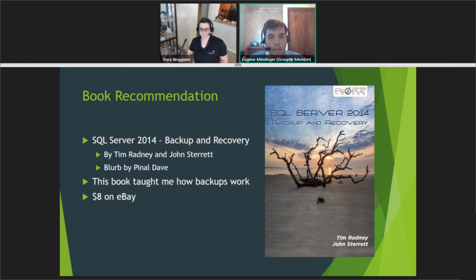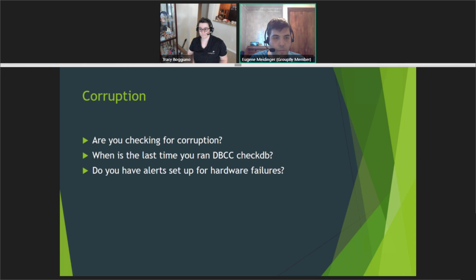And once I had actually read a book about it, I understood the difference between full backups, transaction log backups, and differential backups, but it honestly took me a little while to properly understand it. And this is like the most important thing. If you do not understand backups and restores, that's going to be the most likely resume generating event as a database administrator. So next thing is corruption. You want to be checking for corruption.